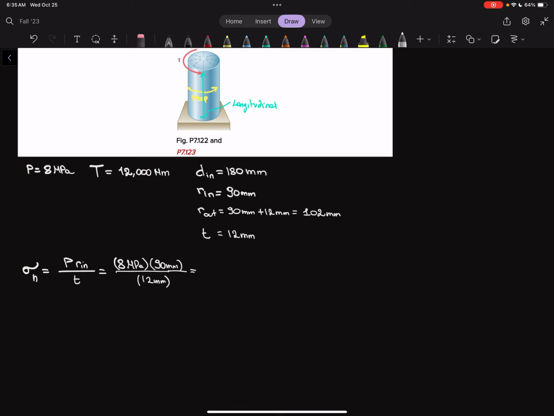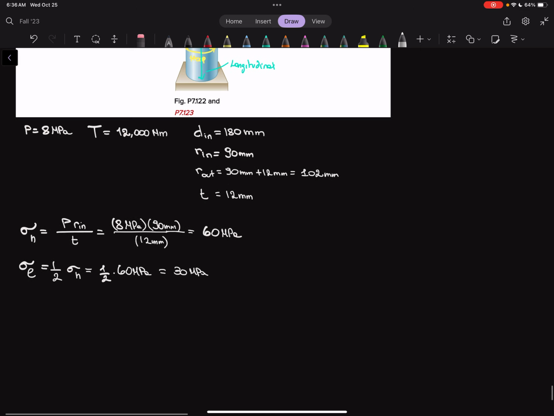So let's do that real quick. 8 times 90 times 90 divided by 12. That's 60 megapascals. So sigma L is 1/2 of sigma hoop, which is 30 megapascals.